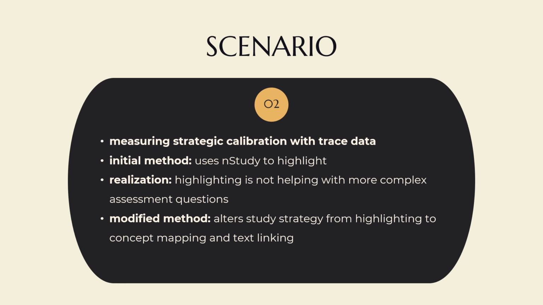And that might be great when she's looking at identification level questions, right? But then she starts to adapt her strategy to match up with the more complex questions that she's going to begin to expect. So she begins to use different study strategies within the Study software. So things like concept mapping, things like text linking. With this, Kathy's strategic calibration significantly improves. That is because she recognized the need to shift her strategies, and she effectively did that.